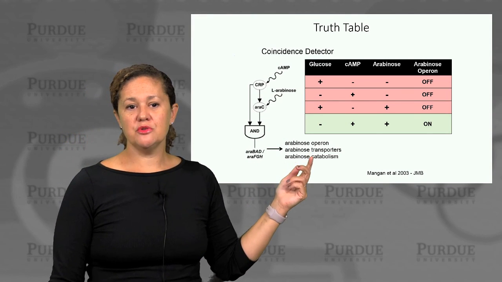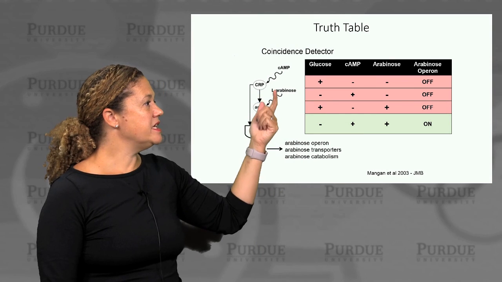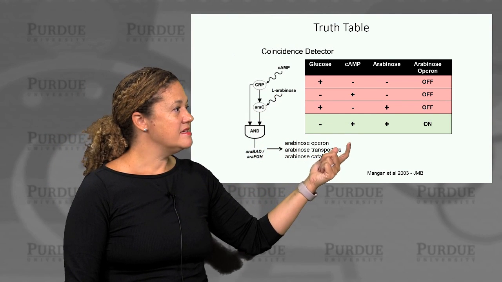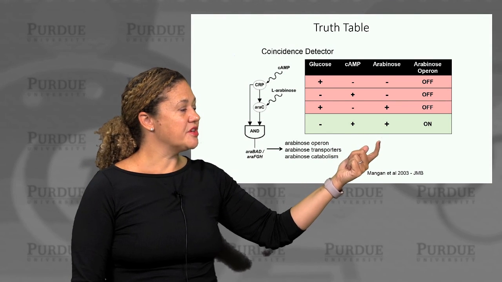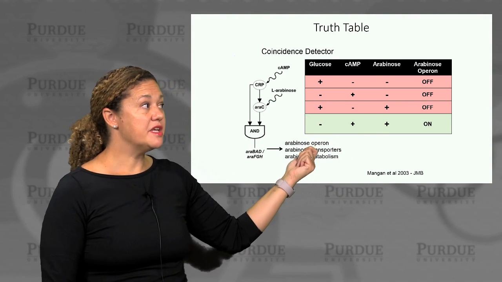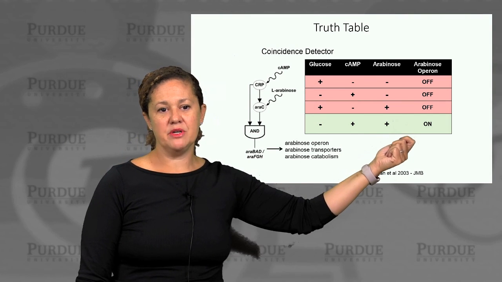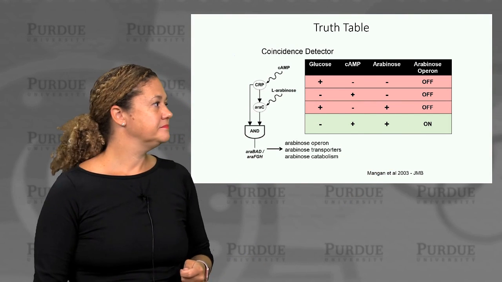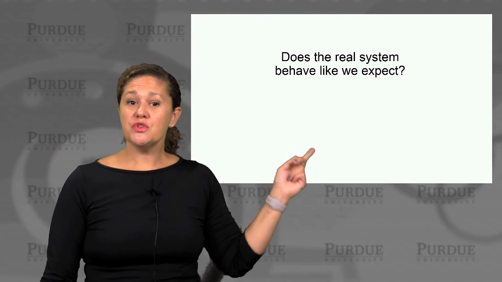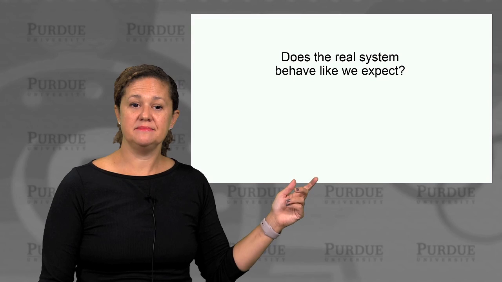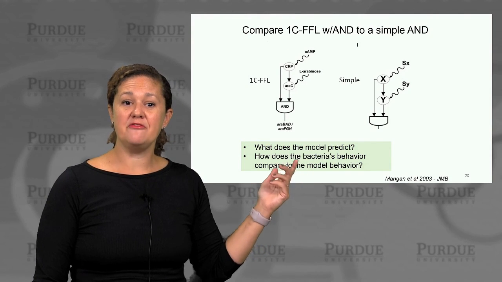So if we look at our truth table now, only under the condition in which cyclic AMP levels are high and arabinose levels are high, meaning glucose levels are low and arabinose levels are high, does our arabinose system come on. Okay, so the question is, does the real system behave like we expected? And these experiments have been done.